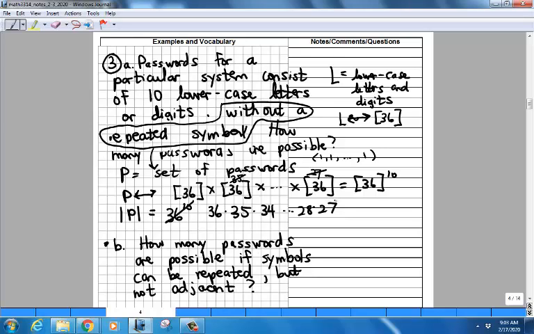Here we can also. So with a set model, but that's not the easy way to think of this. The algorithmic approach really works faster here. So how many passwords are possible if symbols can be repeated, but not adjacent?